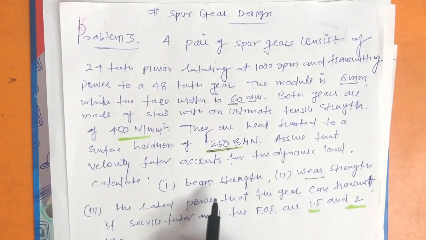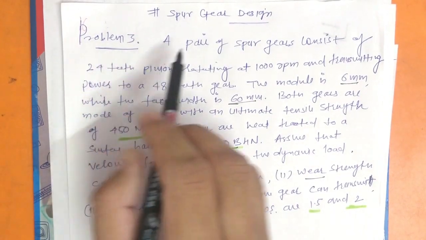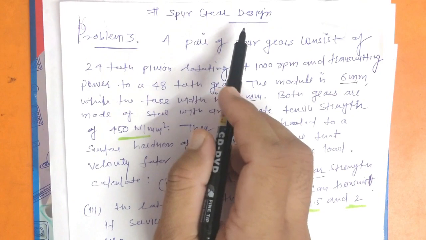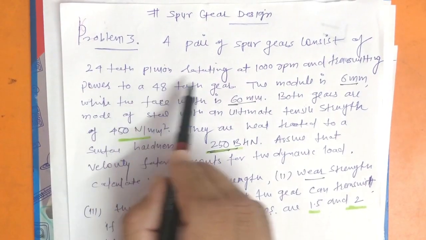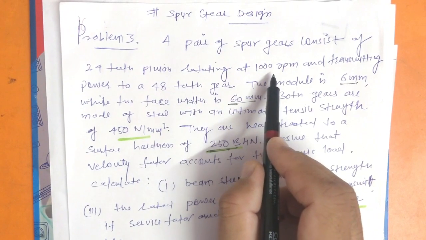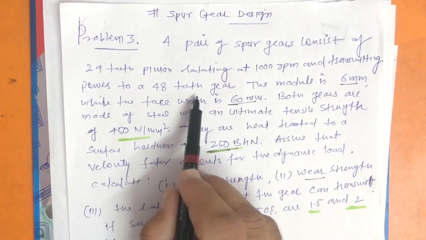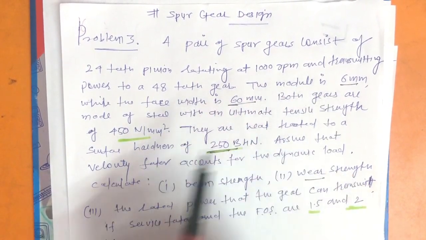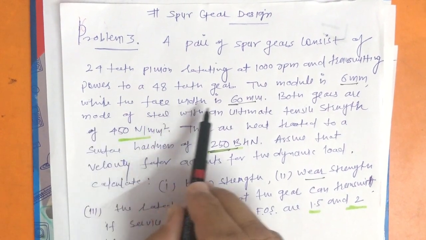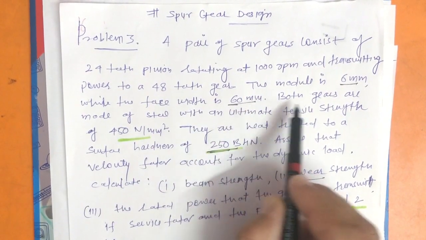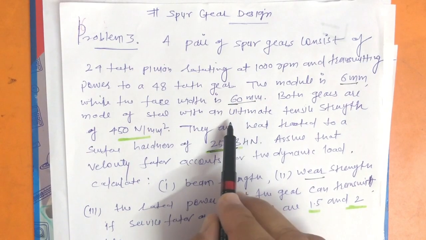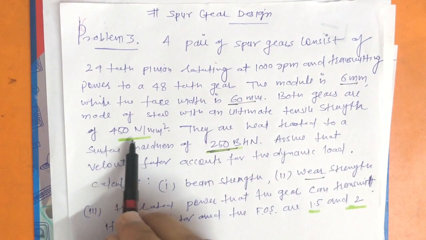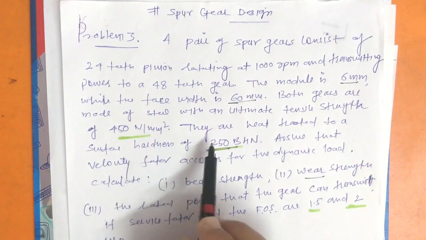In this lecture we are going to discuss our third problem related to spur gear design, in which a spur gear consists of a 24 teeth pinion rotating at 1000 rpm and transmitting power to a 48 teeth gear. The module is 6 mm while the face width is 60 mm. Both gears are made of steel with an ultimate tensile strength of 450 Newton per mm square.